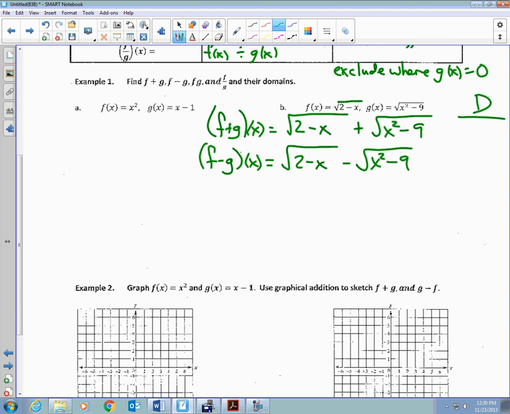Can you multiply two radicals together? Yes, you are allowed to multiply them. And so you have f times g of x. And we're going to multiply this all out. So 2 times x squared is 2x squared. 2 times negative 9, negative 18. Negative x times x squared is negative x to the third. And negative x times negative 9 is plus 9x.